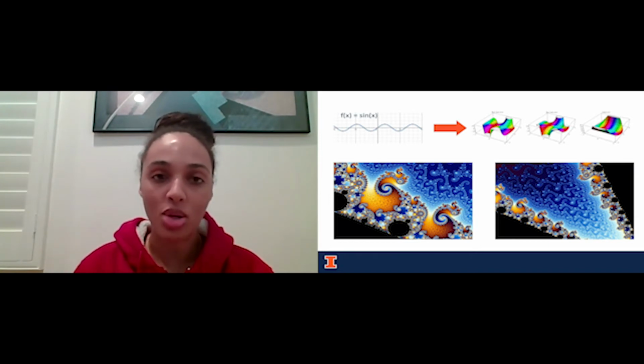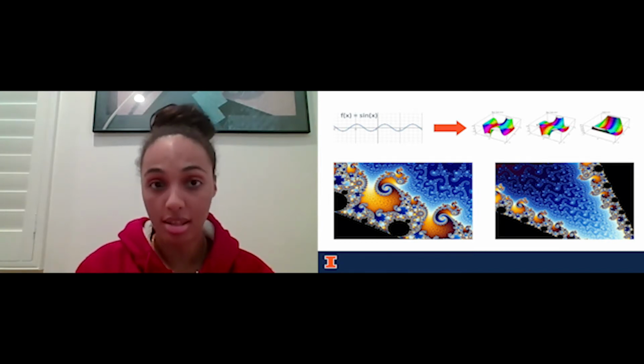one of the most stunning of which being fractals. So fractals are geometric objects that look basically the same no matter how much you zoom into them. And one of the most famous examples of a fractal would be the Mandelbrot set.